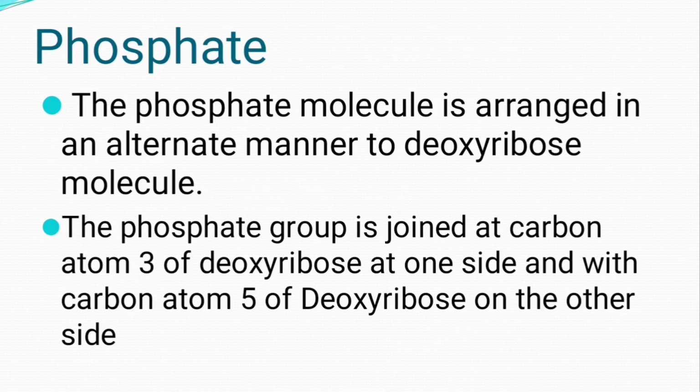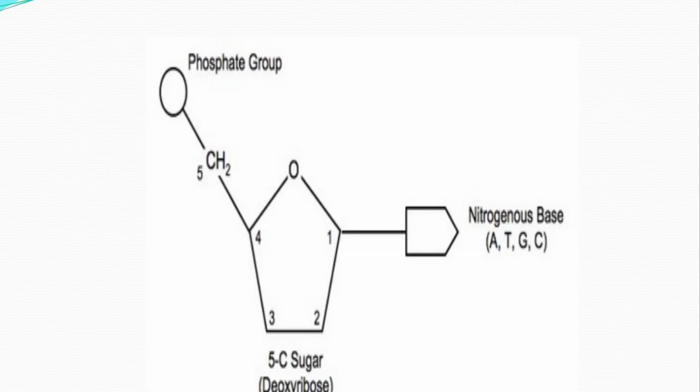And the phosphate group is joined at carbon 3 of deoxyribose at one side, and on the other side they are attached to the fifth carbon atom. On both sides also they are arranged in an alternate manner. Okay. Sugar phosphate is the backbone of DNA, that you have to keep in mind. And you can see deoxyribose sugar, a nitrogenous base is attached, that is adenine, thymine, guanine, cytosine. Then one CH2 group is attached at the fifth position, and one phosphate group is attached. Okay, you can see in this picture clearly.